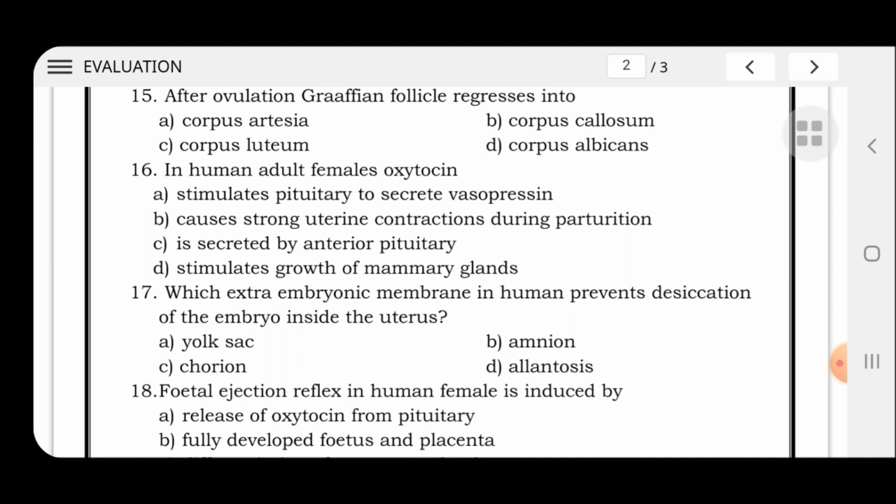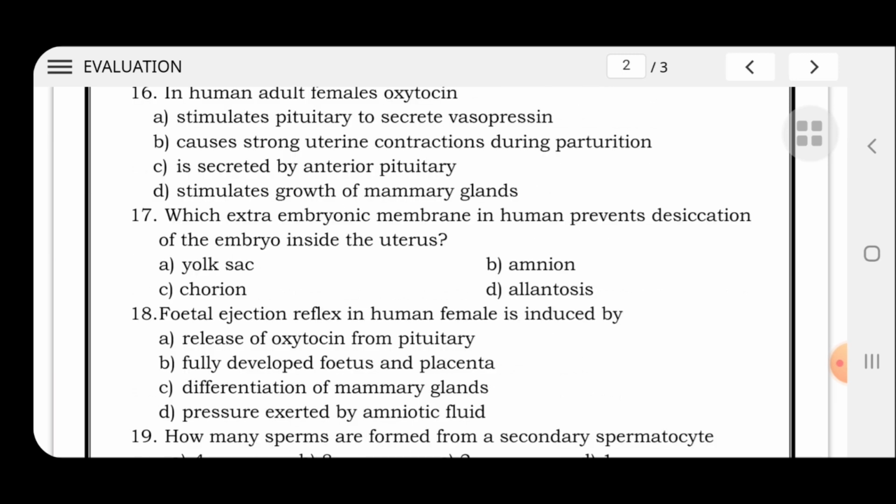Which extraembryonic membrane in humans prevents desiccation of the embryo inside the uterus? I told you already, an embryo is surrounded by four layers. The innermost layer is called the amnion, which contains a fluid called amniotic fluid. That fluid helps to prevent desiccation of the embryo.